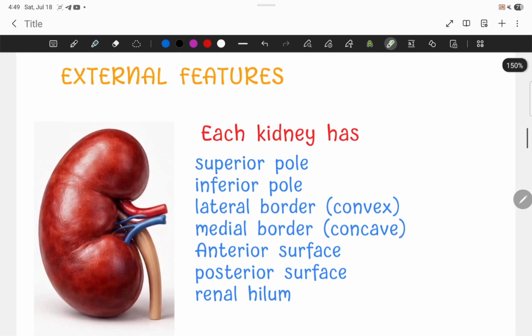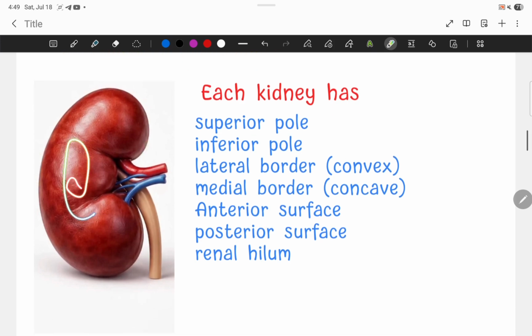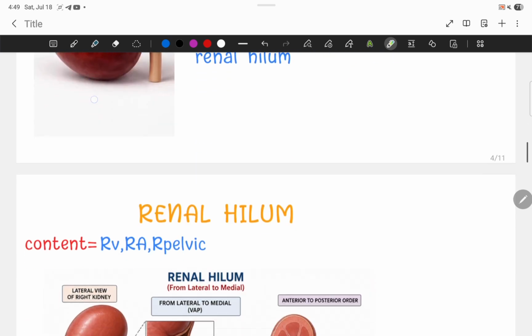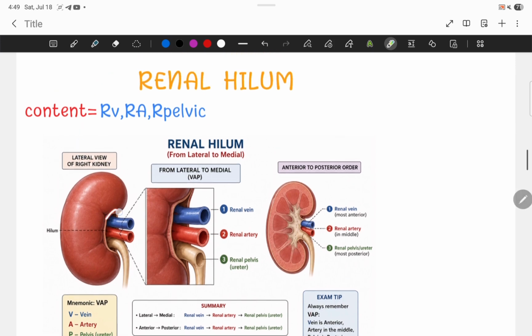So we talk about external features. Each kidney has a superior border, inferior border, lateral border, which is convex, and medial border, which is concave. An anterior surface and posterior surface, and the renal hilum. So we talk about the renal hilum.